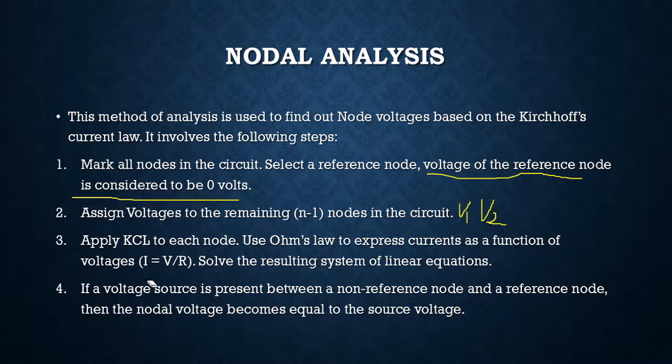It will not occur every time in a circuit, that you have a voltage source which is present between a reference node and a non-reference node, right? Any element or any branch can be present in two scenarios. Either it is present between two non-reference nodes or between a reference node and a non-reference node. Now, if a voltage source is present between a reference node and a non-reference node, then you do not need to calculate the voltage. Then the nodal voltage becomes equal to simply the source voltage.